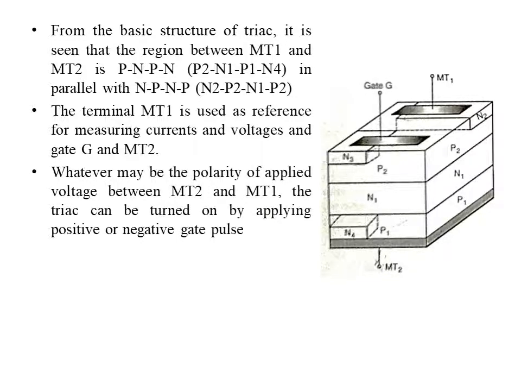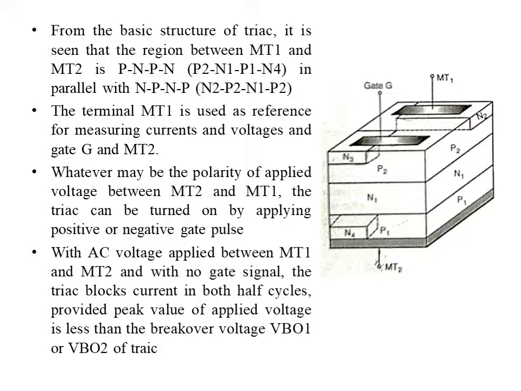Whatever the polarity applied between MT2 and MT1, whether positive or negative, the triac can be turned on by applying a positive or negative gate pulse. So just by controlling the gate pulses, we can turn on the triac both for positive and negative pulses.